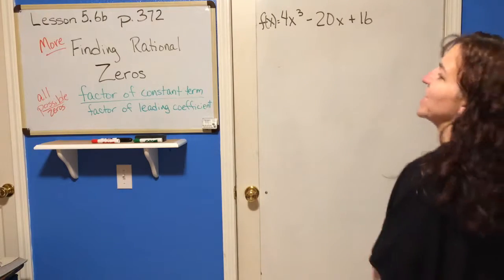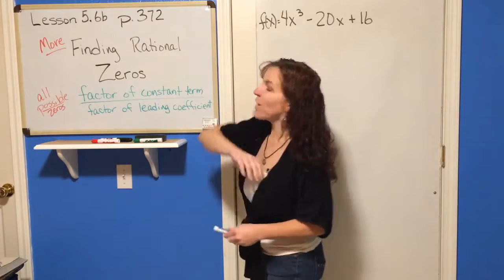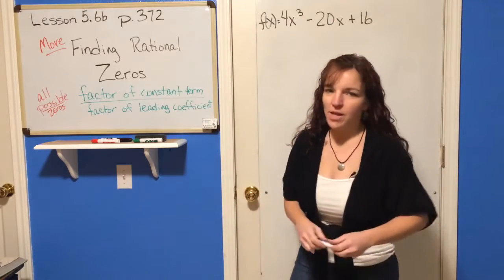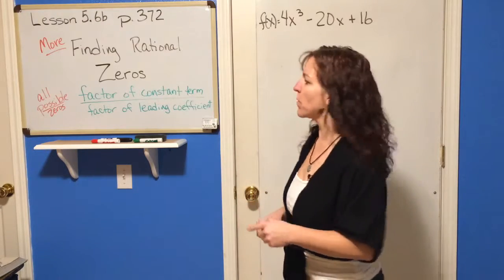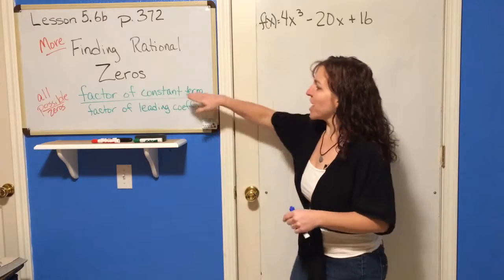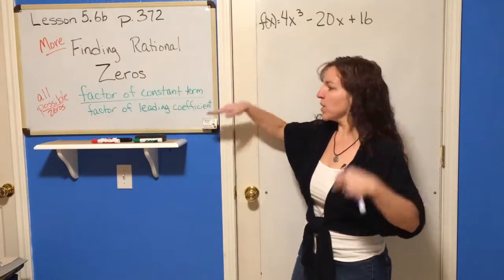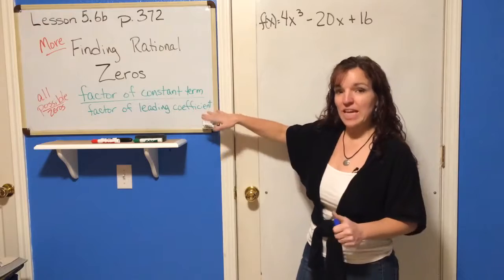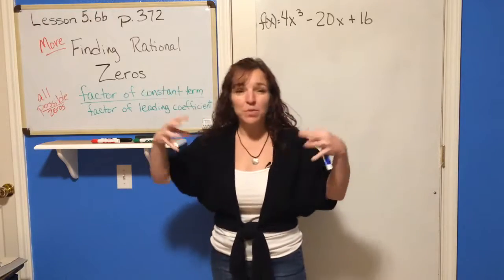Second half of section 6 of chapter 5, finding rational zeros, more of it. All right, I knew you liked it. That's why we did more, right? So we're remembering, we're taking the factors of the constant term and putting them over the factors of the leading coefficient, and that gives us all the possible zeros.